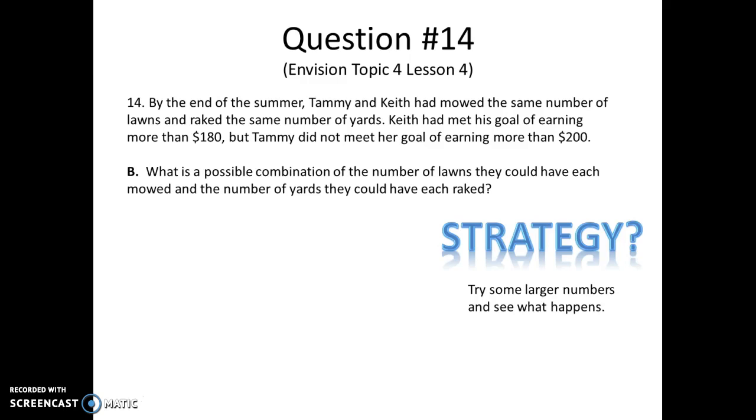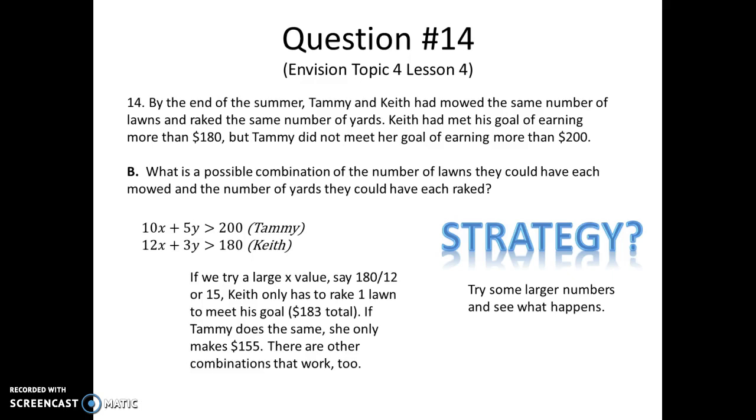Mine is to try some numbers and see what happens. So let's look at our inequalities. They must have mowed lots of lawns, so let's try 15. This means that Keith only has to rake 1 yard to meet his goal. If Tammy mowed 15 lawns and raked only 1 yard, she earned $155 and does not meet her goal. There are lots and lots of other combinations too. Would you have answered these questions? I hope so.